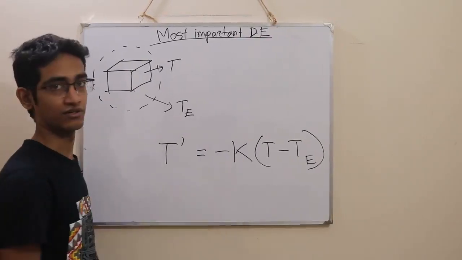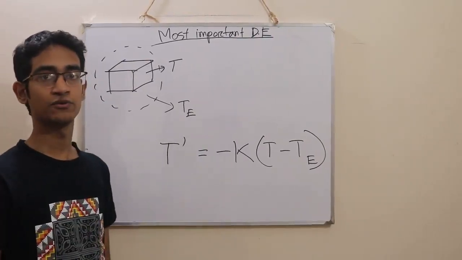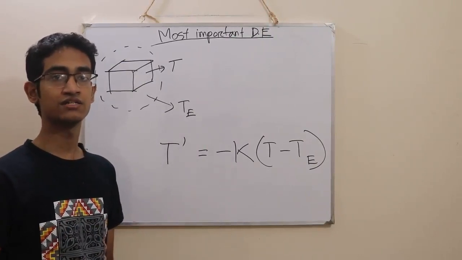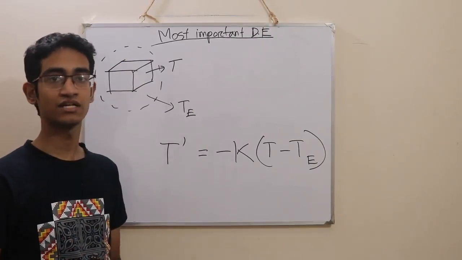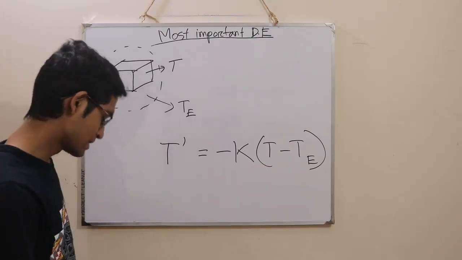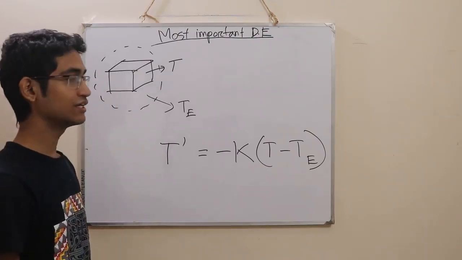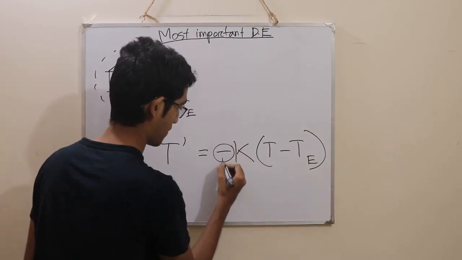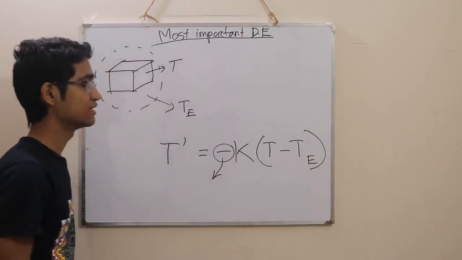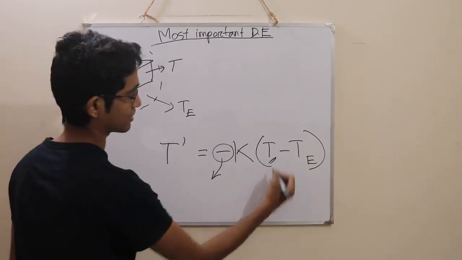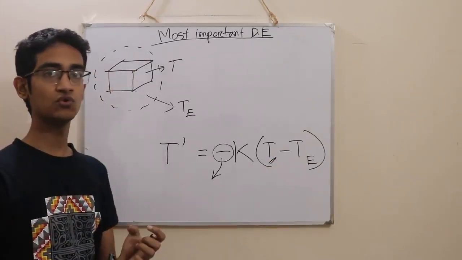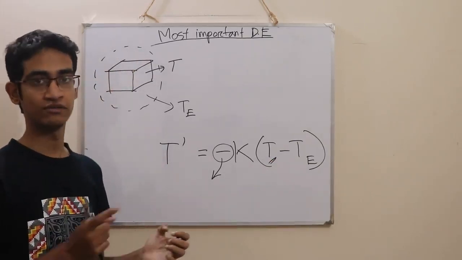This is a famous equation. It describes the natural phenomenon of cooling bodies sitting in an environment that is at a lesser temperature than itself. Now, the interesting thing in this equation is the negative sign here. What this means is that the temperature of the body always heads towards the temperature of the environment.